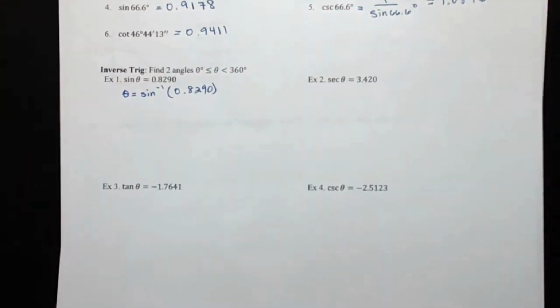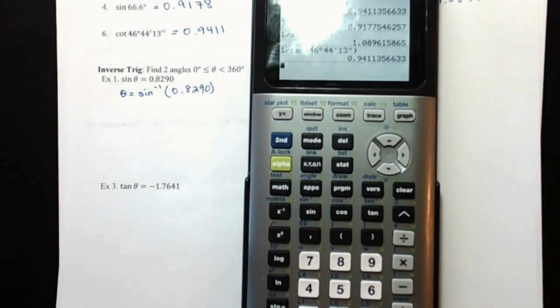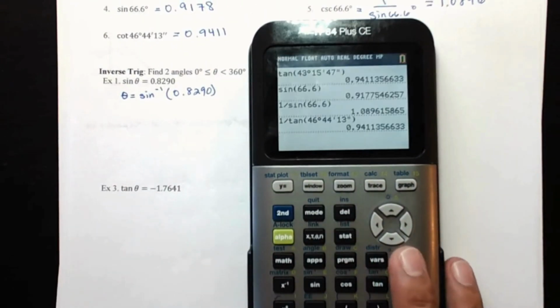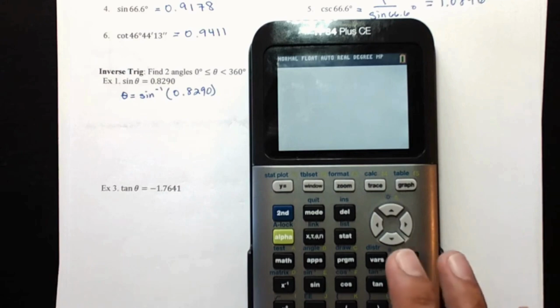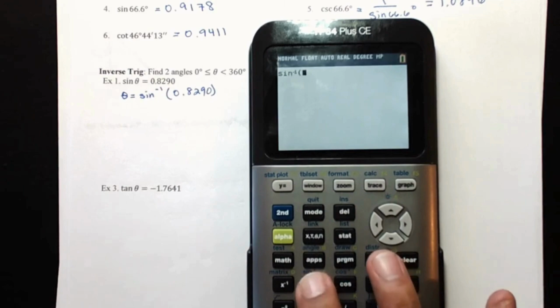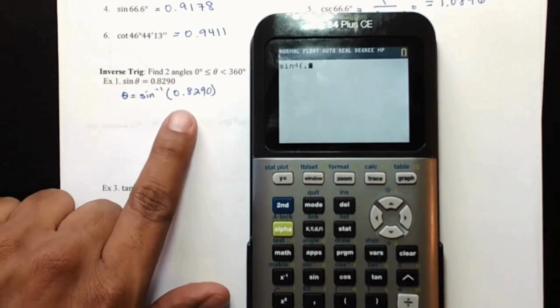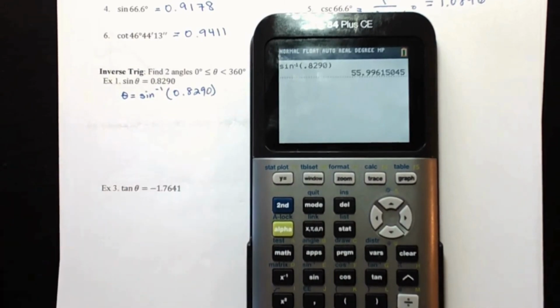Now again, making sure that your calculator is in degree mode, we're going to type that in. Now, just a food for thought, sine inverse is not the same thing as cosecant. Cosecant is a reciprocal. Sine inverse is the inverse. We use inverse sine to find angle measures. So let's just put that into the calculator. So I'm going to press second sine because it's the blue above the sine button. And we're going to type in that decimal number. And we get our answer.